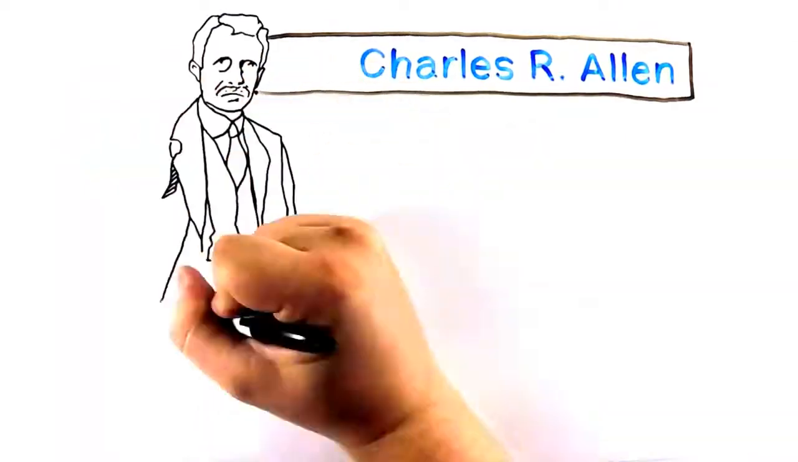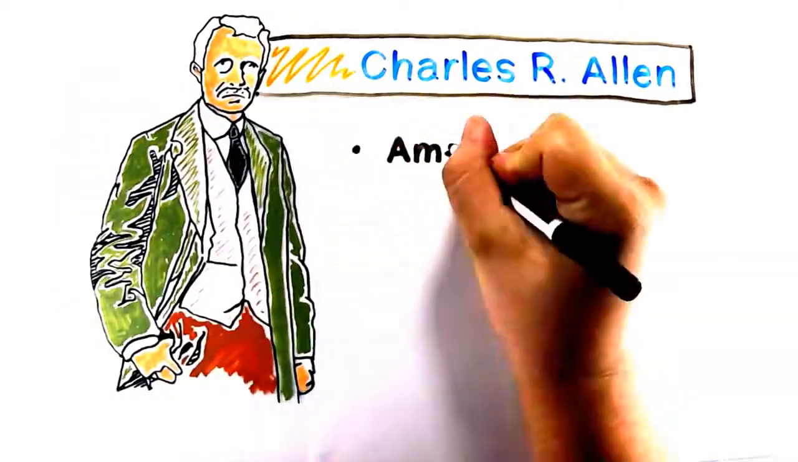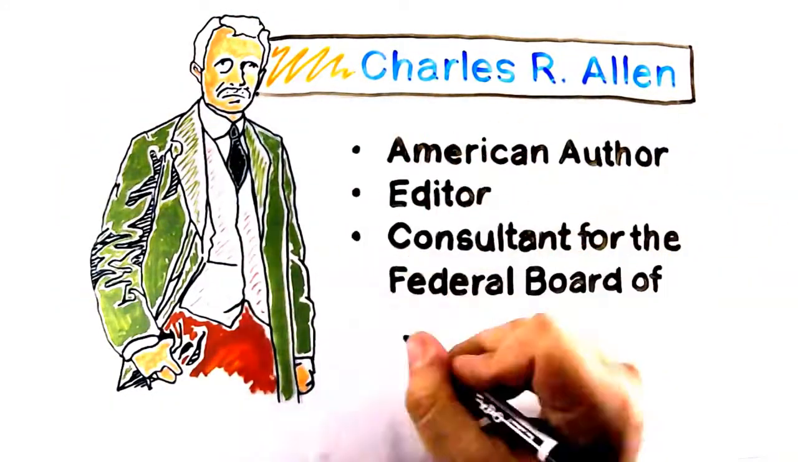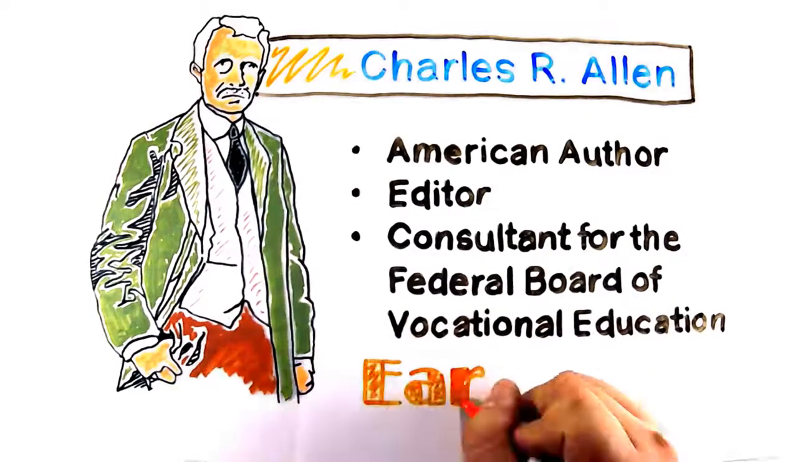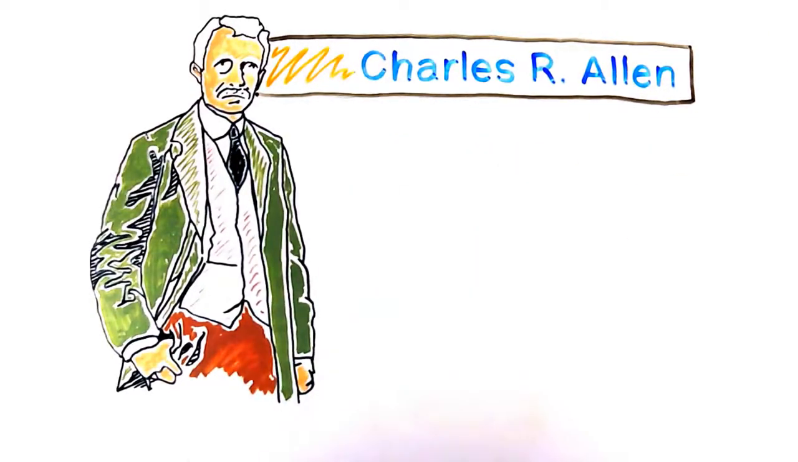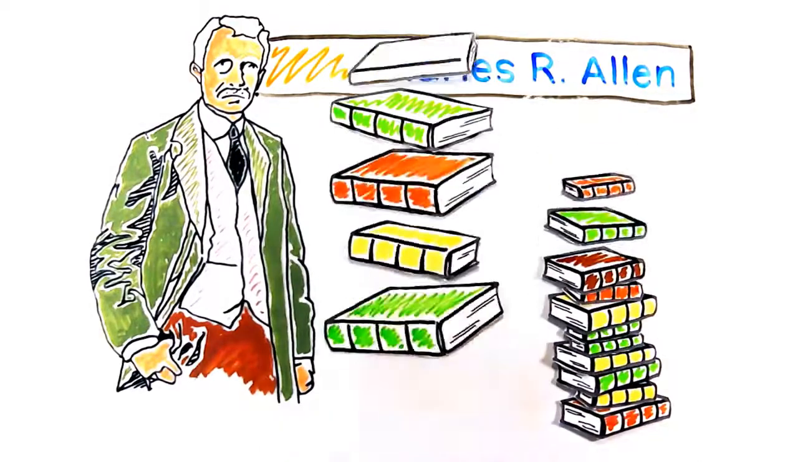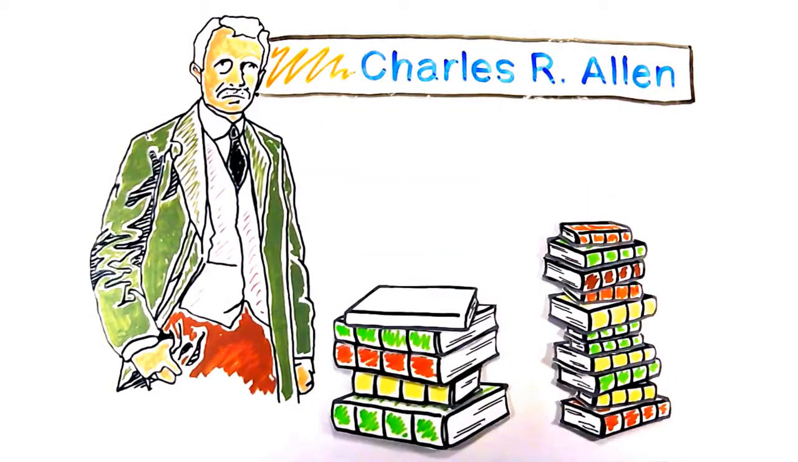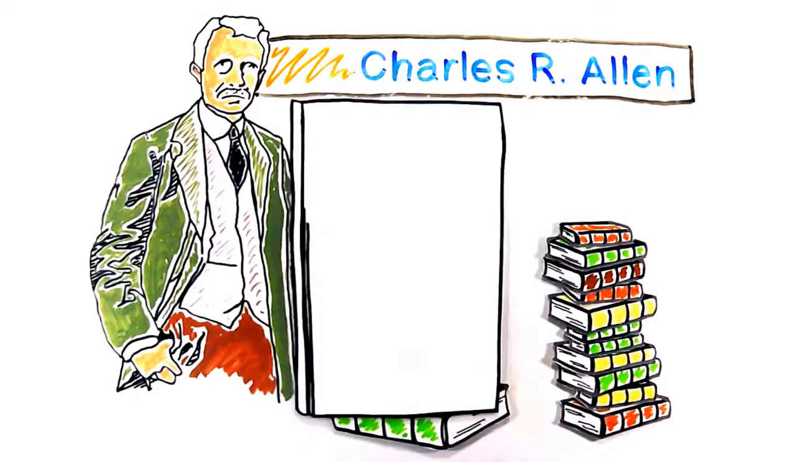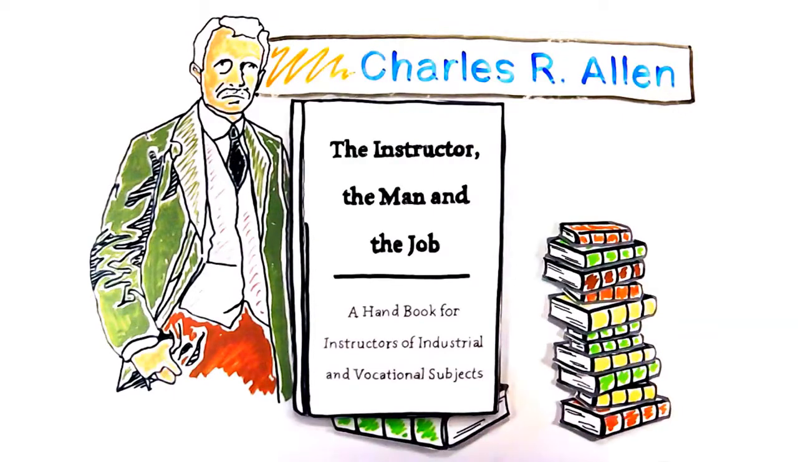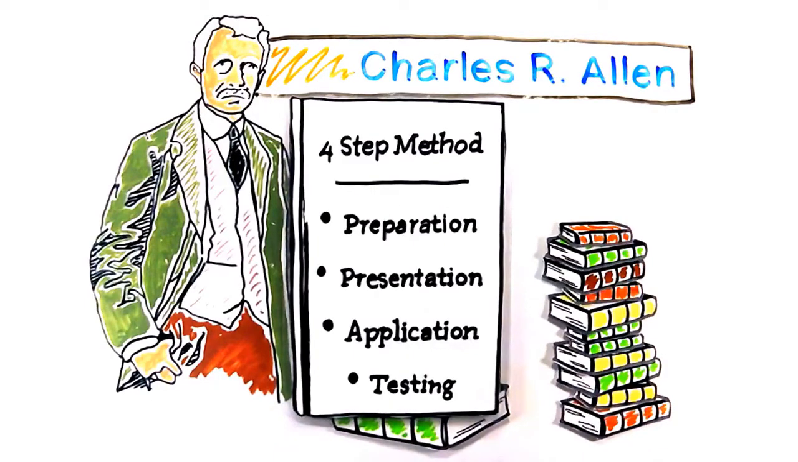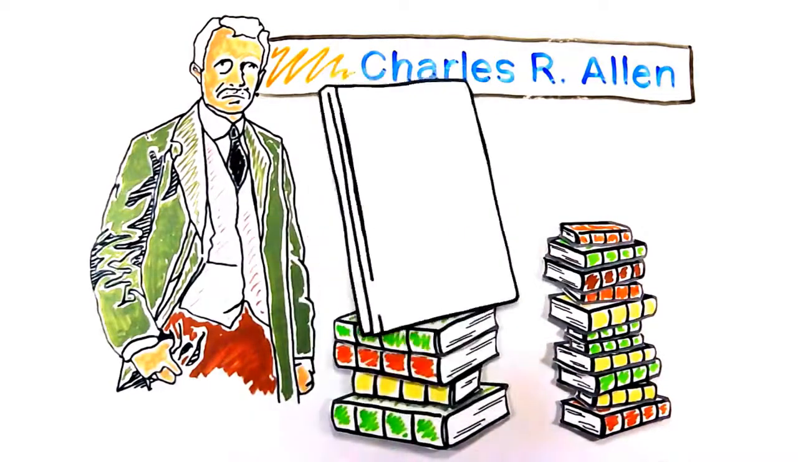It all starts with a man named Charles Ricketson Allen, an American author, editor, and consultant for the Federal Board of Vocational Education in the early 1900s. Allen would write a series of books on the topics of training and leadership for industrial and vocational applications. His most notable book related to TWI was titled The Instructor, the Man, and the Job, a handbook for instructors of industrial and vocational subjects. In this book, Allen describes a four-step method of preparation, presentation, application, and testing based on the scientific method.